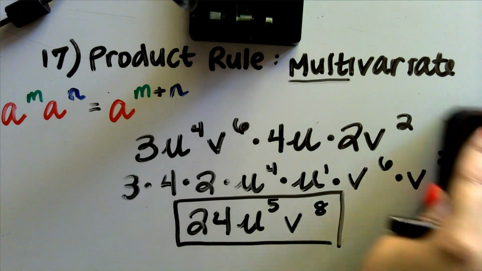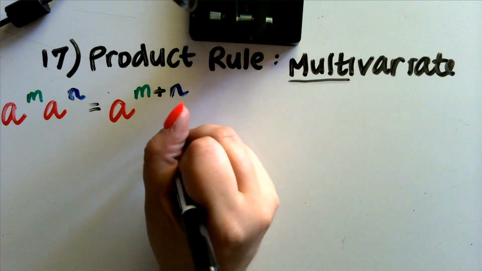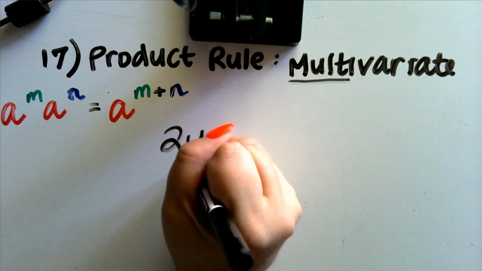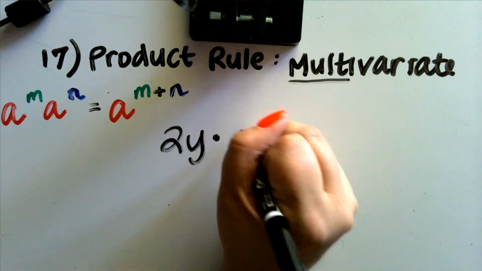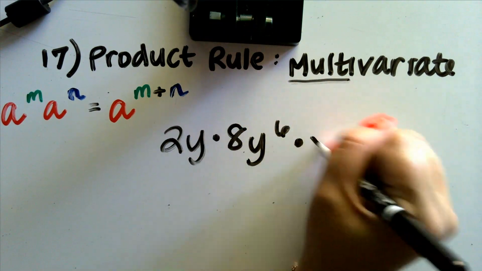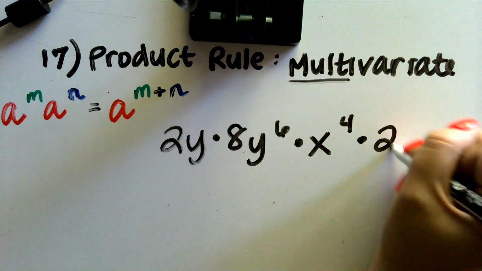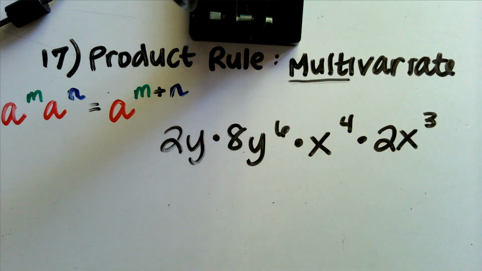Let's go ahead and do one more example. Make sure you guys are not erasing this. I am the only one erasing it. 2y times 8y to the sixth times x to the fourth times 2x to the third.